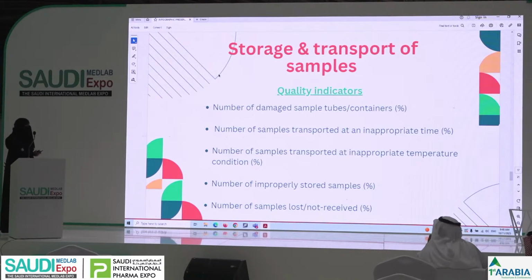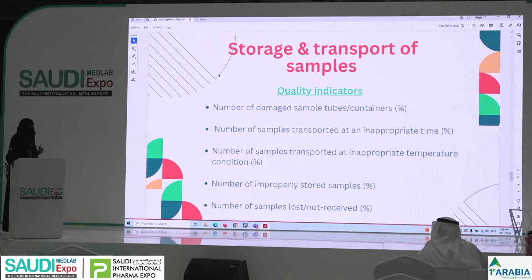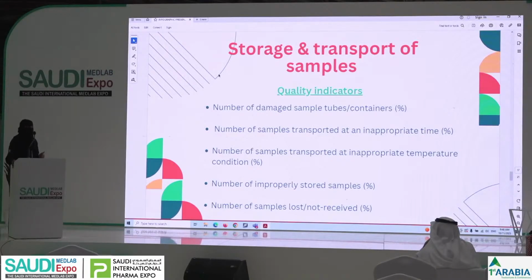We also count the number of samples transported at an appropriate time. Sometimes, especially people who work in the lab on the late night shift, keep the samples on the bench till the morning shift, when they come to process these samples. These are also returned because the transportation of the sample was not at an appropriate time.